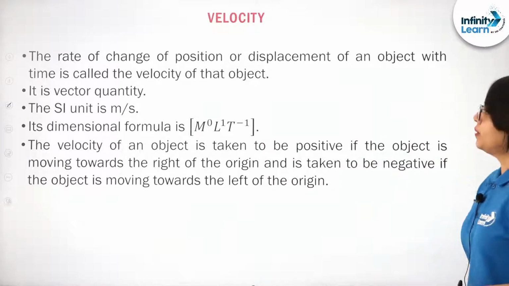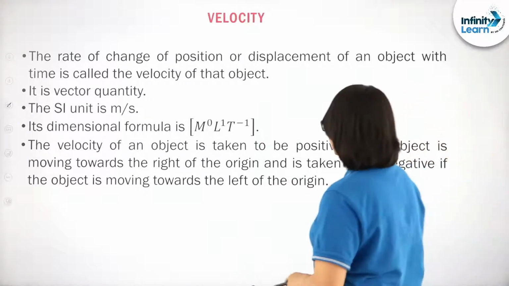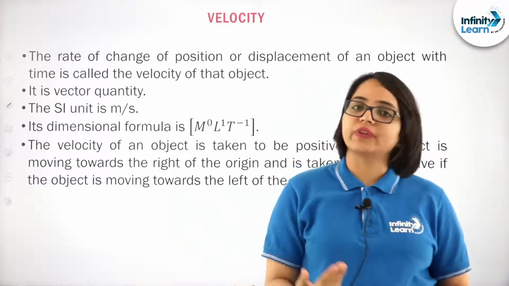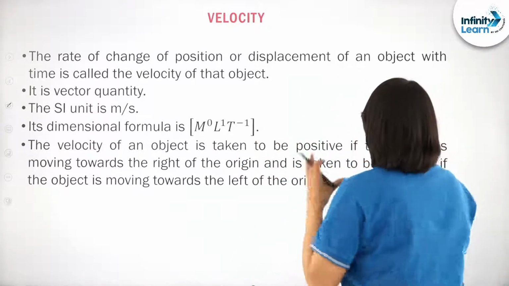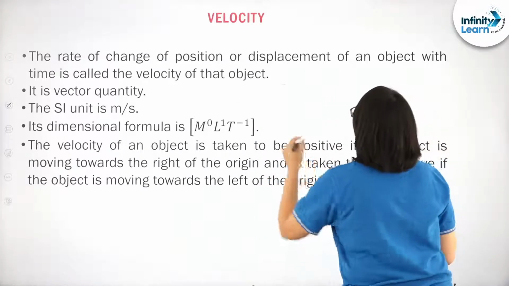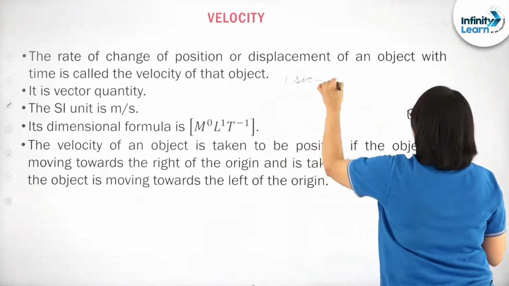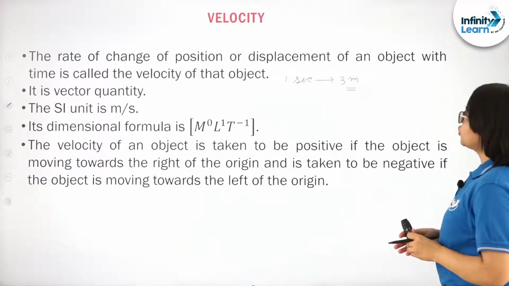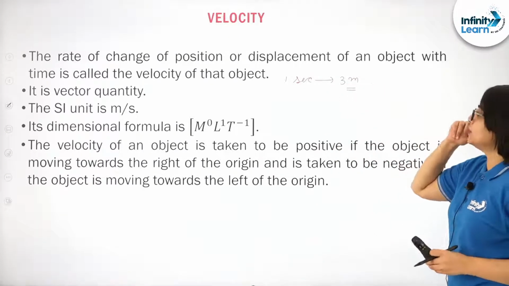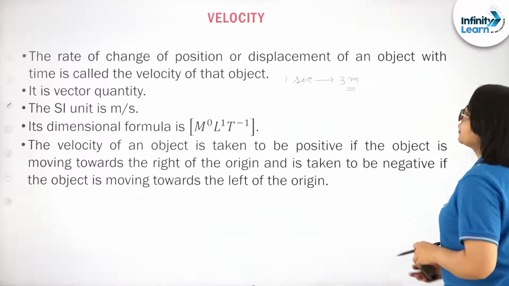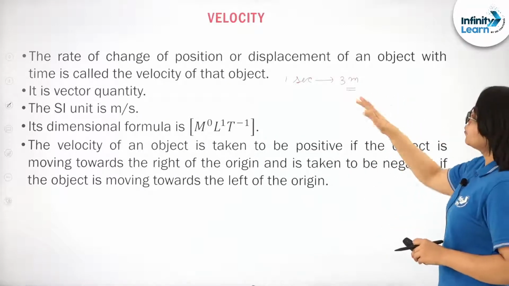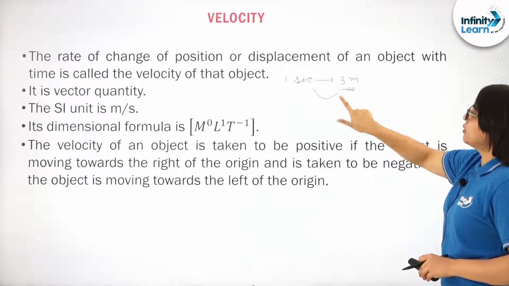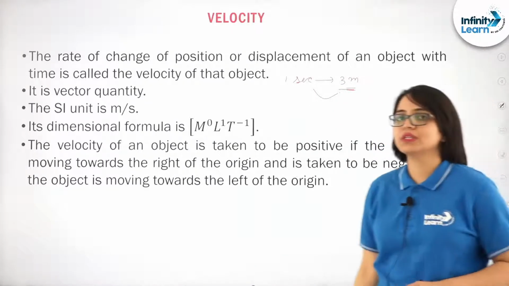Next is velocity. Velocity is nothing but the rate of change of position or displacement with respect to time. Suppose in 1 second the particle undergoes 3 meter displacement, or the change in position of the particle is 3 meter. So according to the definition of velocity, the velocity of the particle will be the rate of change of displacement, that will be 3 meter per second. I hope this is clear.